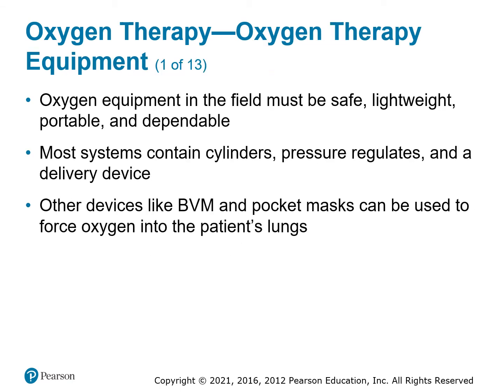So we use oxygen quite often in EMS, and we have to make sure that it is safe, that it is easily portable, and that it's going to work when we need it to work. We do have oxygen setups inside the ambulance, either on the wall or the ceiling many times, but we also have portable oxygen cylinders that we can take into someone's home or take to the patient before we get the patient to our ambulance. These devices include a cylinder, which holds the oxygen, a pressure regulator that allows us to adjust the settings, and then some type of delivery device.